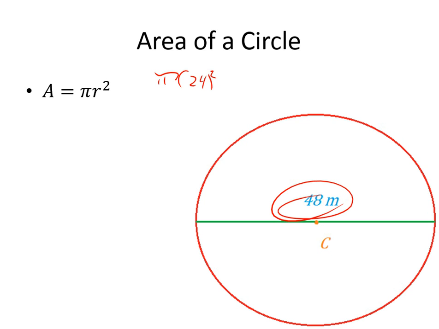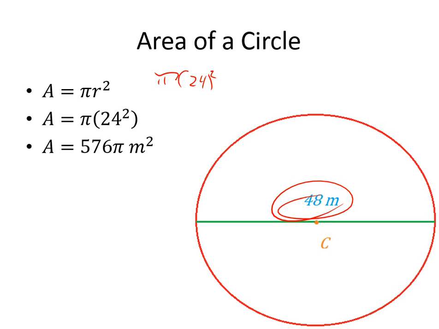Now there are two different ways this answer can go. One is to keep it in terms of pi, which is how it's written right now on this image: 576 pi meters squared. If they say keep it in exact form or keep it in terms of pi, you're going to keep it like this. You're not going to multiply by 3.14 or 22 over 7, all those simplifications of pi. Pi is pi, so you keep it like that.